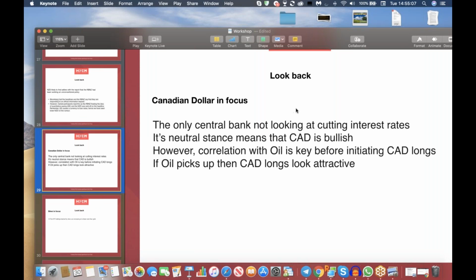Okay, just to remember with the Canadian dollar is the only central bank not looking at cutting interest rates. Neutral stance means that CAD is bullish, but remember that Canadian dollar has a strong correlation with oil. So whenever you're trading Canadian dollar, you always want to look at the oil chart. You know, the US dollar Canadian dollar pair has a 96% correlation with oil. So, you know, they will move together, basically. So just to be aware of that, whenever you're trading Canadian dollar, you must know what's happening with oil. You don't want to be just trading Canadian dollar without having any idea of the oil markets.